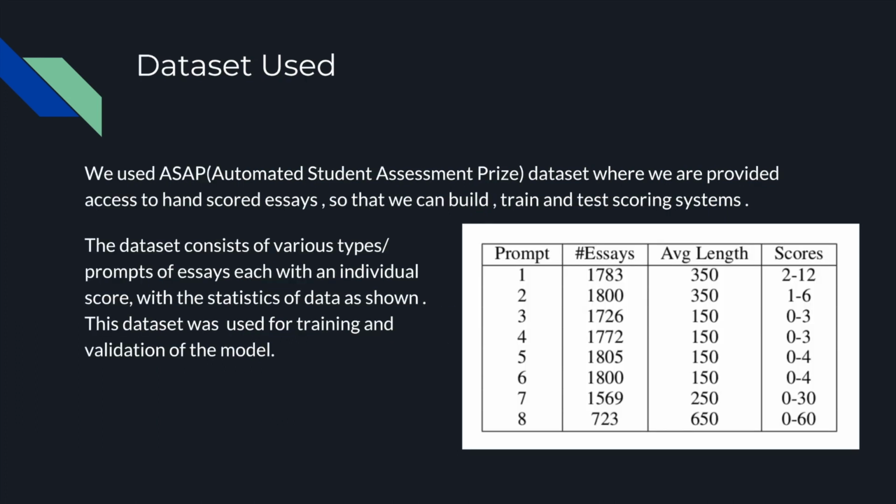In order to train our Skipflow LSTM model, we use the Automated Student Assessment Prize (ASAP) dataset from Kaggle, where we are provided access to hand scored essays of 8 different types. In the above table, you can see the different categories of essays, the number of essays, and the average length, along with the ranges of scores of those essays.